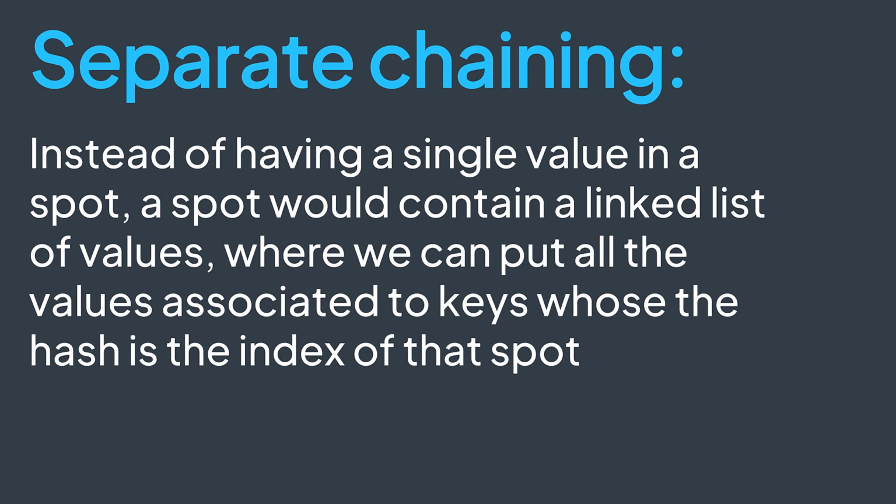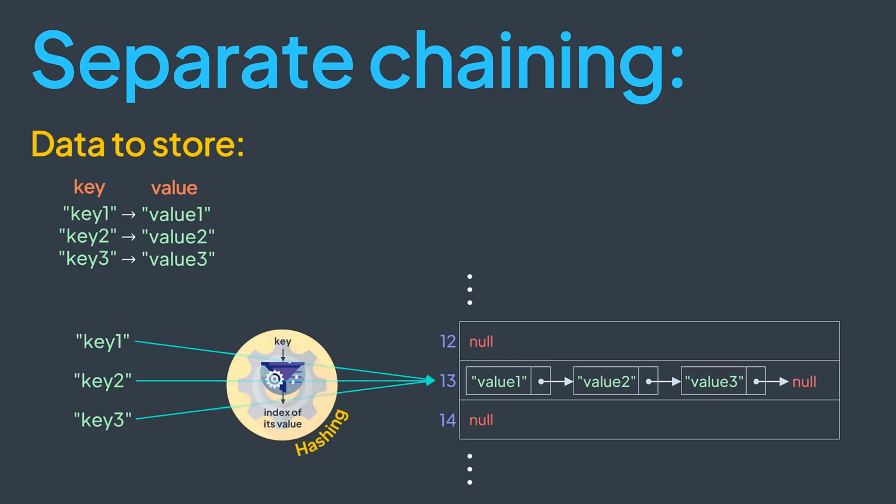We actually cannot put more than one value in the same spot, but what we can do is that instead of having a single value in a spot, we would have a linked list of values, where we can put all the values associated to keys whose hash is the index of that spot. So for example, if we're storing 3 keys whose hash is 13, their values will be in a linked list at the index 13. The index 13 will hold a linked list of length 3 where each node contains a value.